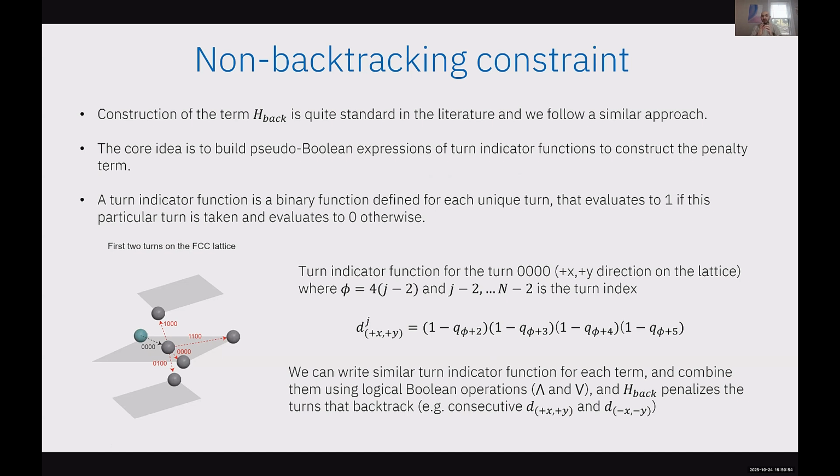If you want to penalize folding back, for example, this is the plus direction along the x-axis, plus direction along the y-axis. Then you take that function and put an AND with minus x, minus y. So you have a function that represents going in one direction and coming back. You can build really complicated functions through these logical Boolean operations, but these essentially become the main building blocks for building the Hamiltonian.